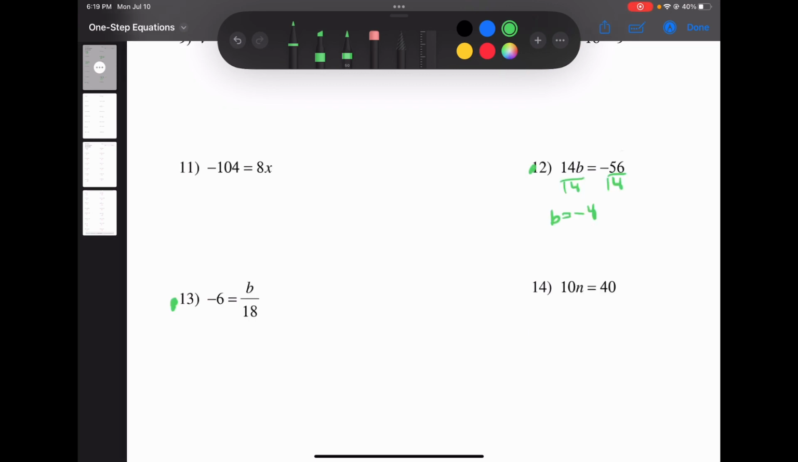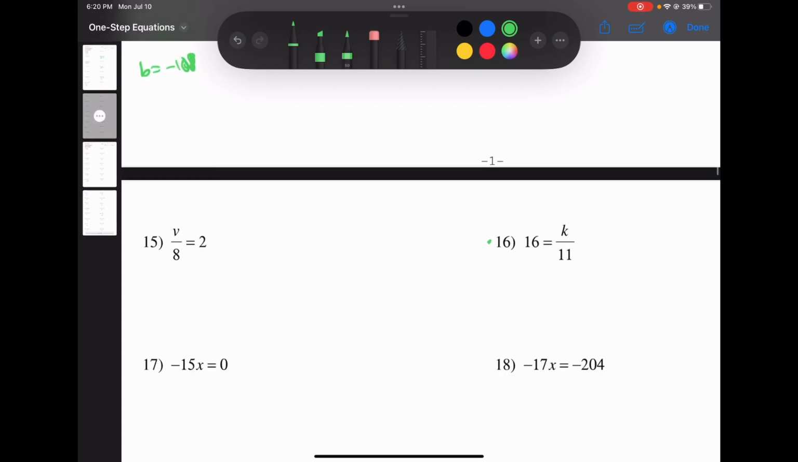13, negative 6 is equal to b over 18. Here we have to multiply by 18 on both sides. So negative 6 times 18 is negative 108, and the negative doesn't go away. And this is equal to b, but this may be the proper way to write it. So b is equal to negative 108.